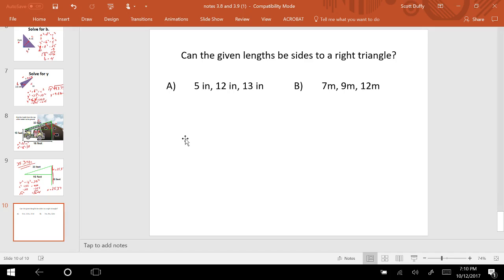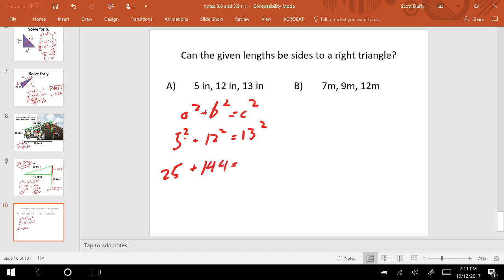Lastly, can the given lengths be the sides of the right triangle? So we know in a squared plus b squared equals c squared, c always has to be the largest side, and then the other two, the shorter ones, have to be a and b. So let's plug it in and see if it is equal. 5 squared plus 12 squared equals 13 squared. If this is true, then they can form a right triangle. If it isn't, then they can't. So 5 squared is 25, plus 12 squared, 144, equals 13 squared, 169. 25 plus 144 is 169, which equals the other side, 169.